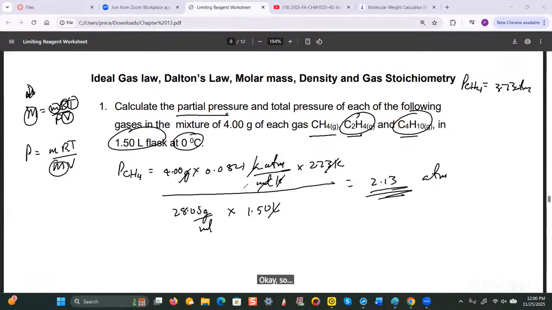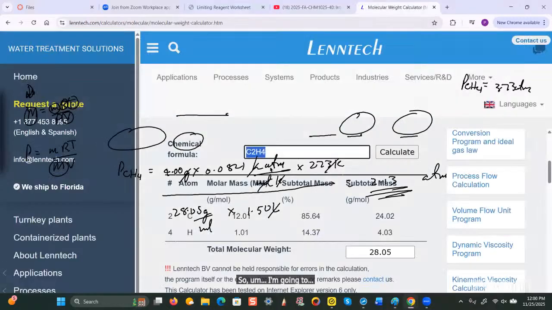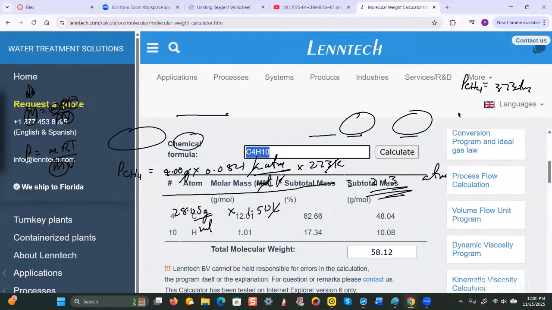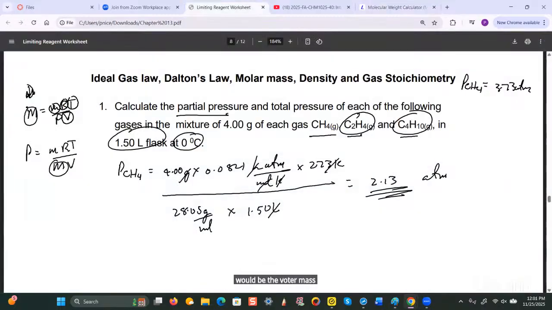so again, same process. This time C4H10 is the other gas. I'm going to plug in C4H10 into this calculator here. According to this, 58.12 would be the molar mass, which I'm going to use right here. So this is going to be 58.12.